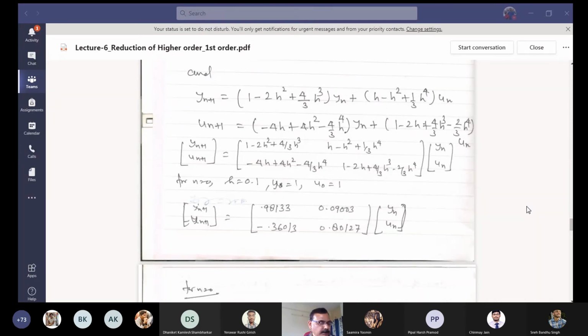So, yes, Rishi Kumar, what is the value of y2 and u2? Y2 is 1.09. And then u2? U2 is minus 0.032356629. Good. So, in the meanwhile, since a bit of time is still there, you do one thing.